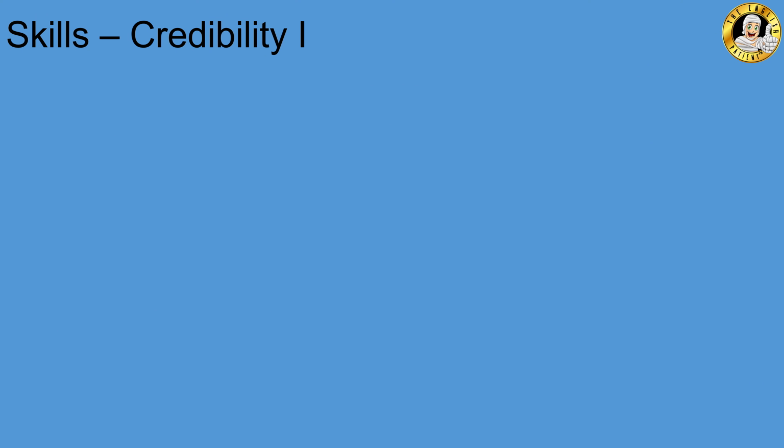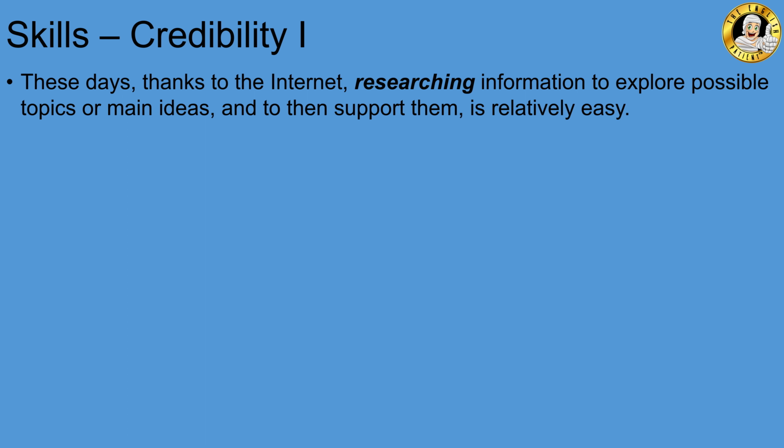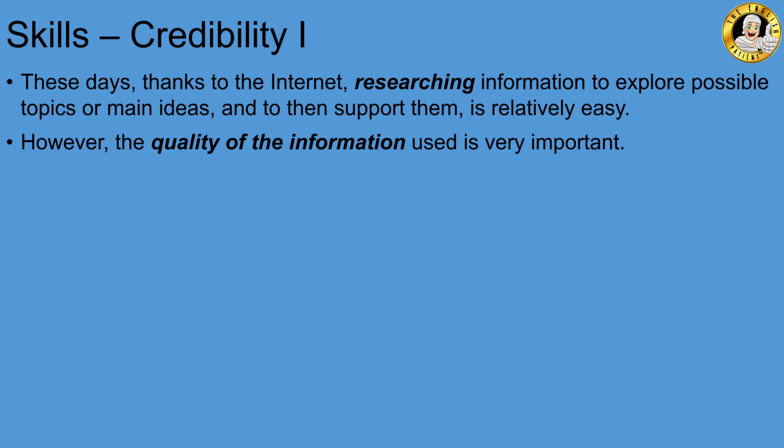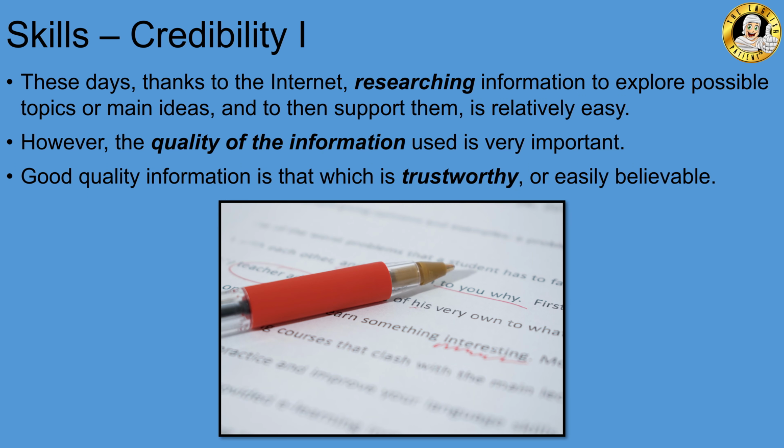Credibility is another skill. What do we mean by credibility? Well, we mean that you need to be able to understand how credible, how believable actually research which you will find is. Because you don't want to use research which is not credible, which nobody can believe, because you're using this information to support your thesis or your topic sentence, your idea within your particular writing. So you want to be able to use sources which are credible. So the quality of the information being used is extremely important. Good quality information is that which is trustworthy, because trustworthy information is easily believable. You are going to be able to convince your readers of your arguments.